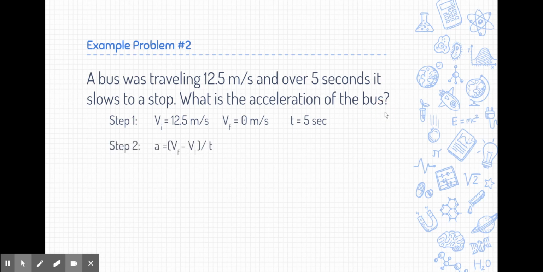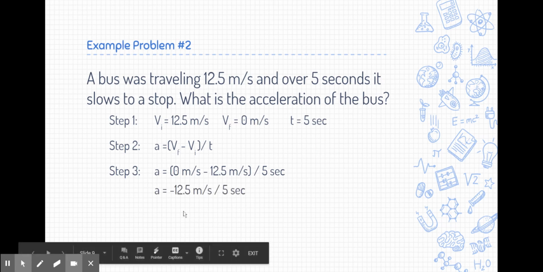I'm going to rewrite the equation that we're going to use, and then I'm going to plug our values into this equation. Again, it's really important that we make sure we have VF and VI in the correct spots. VF always comes first, so 0 minus 12.5, then divided by 5. I'm going to simplify the top. That gives us a negative 12.5 meters per second on top, and then we're going to divide by 5 seconds.